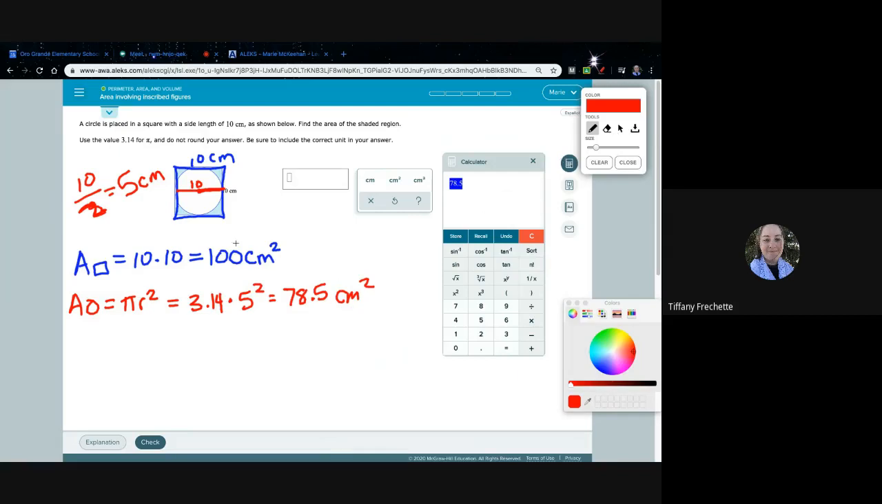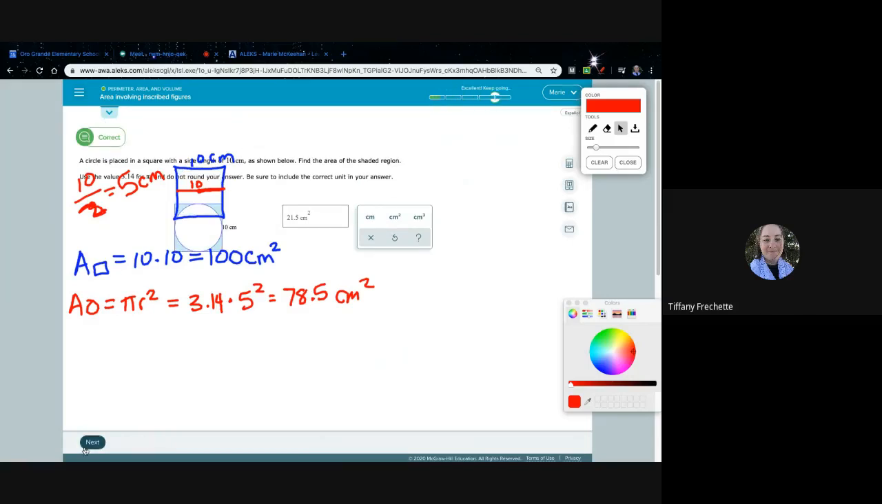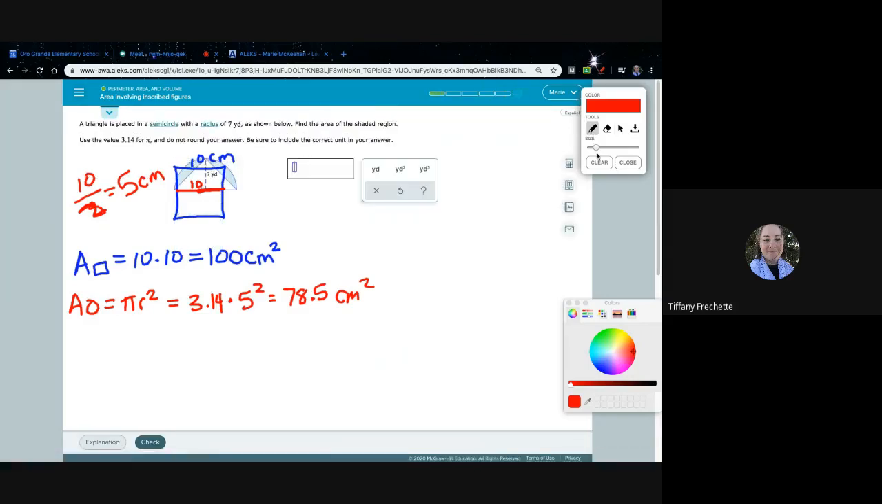So make sure one of these isn't your answer yet. We have to take these two amounts and subtract. So I have the whole square, the 100, and I'm going to subtract the circle, which is 78.5. And I get 21.5. And they were both centimeters squared, so my answer is going to be centimeters squared. All right, so let's go ahead and click check. And we're good. Next. Clear.